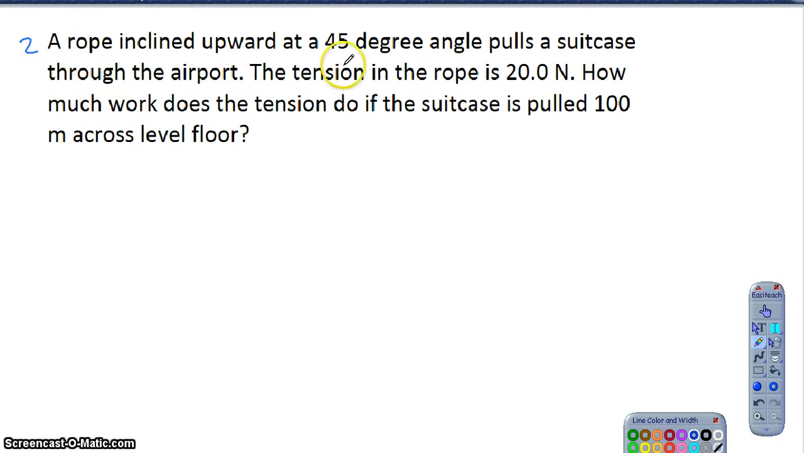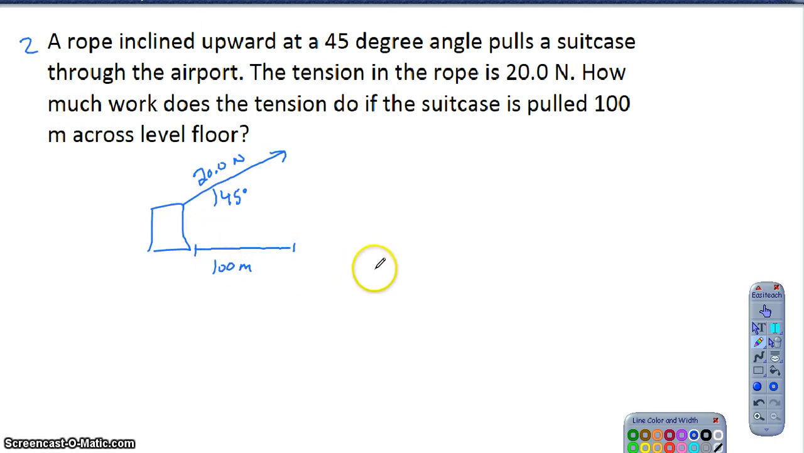A rope inclined at a 45-degree angle pulls on a suitcase through the airport. The tension in the rope is 20 newtons. How much work does the tension do if the suitcase is pulled 100 meters across the level floor? Okay, so my suitcase is just a box because I'm not very exciting. And then I'm pulling with a tension at a 45-degree angle, and the tension here is 20 newtons, right? It is saying that it's pulled 100 meters across the floor, so it makes clear that we're going 100 meters horizontally, not at the angle.